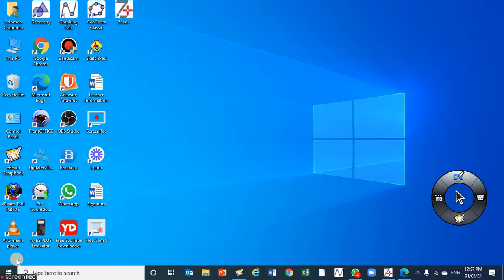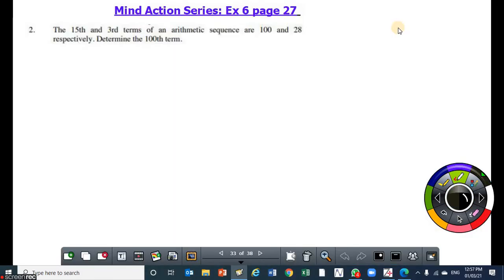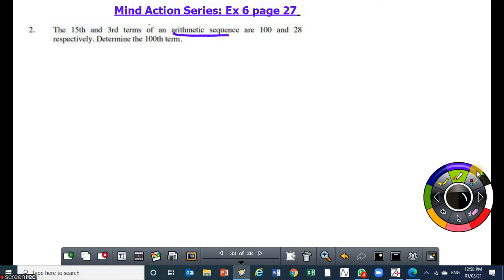It is testing your understanding of the arithmetic sequence. Okay? The question says, the 15th and 3rd terms of an arithmetic sequence. You should know what an arithmetic sequence is, and what the general term of an arithmetic sequence is. This is the keyword in the question. Those two are very important.